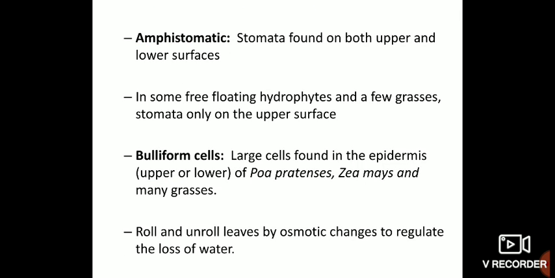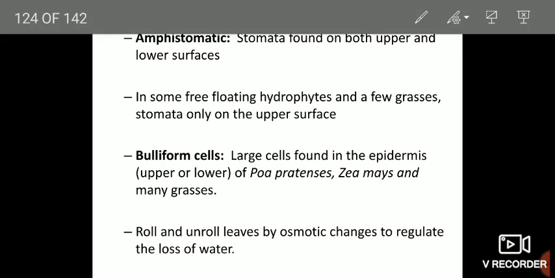Then the stomata. In these leaves, stomata are found both on upper as well as lower surfaces. And that is why they are known as amphistomatic. Amphistomatic means when stomata are present on both upper as well as lower surfaces. However, in some free-floating hydrophytes and a few grasses, stomata only occur on the upper surface.